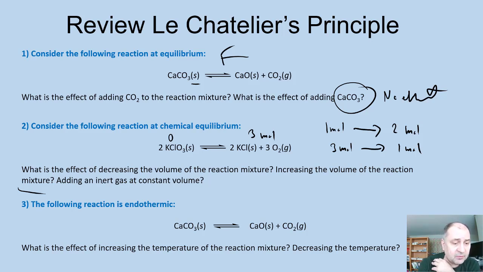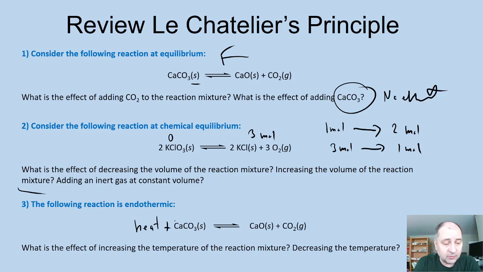So, what is the effect of decreasing the volume on this reaction? Decreasing the volume is going to shift it to the left. Increasing the volume is going to shift it to the right. And finally, the following reaction is endothermic, which means you have to add heat as a reactant. It just makes it easier because it acts just like a reactant in this case. If it's exothermic, it's a product.